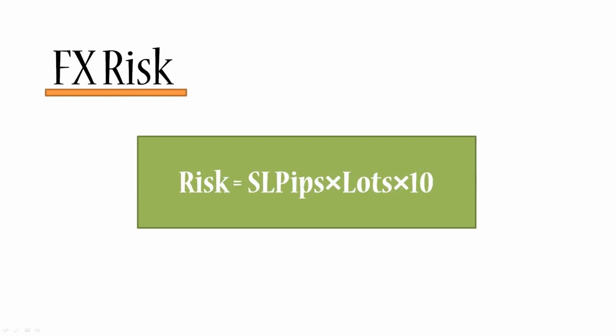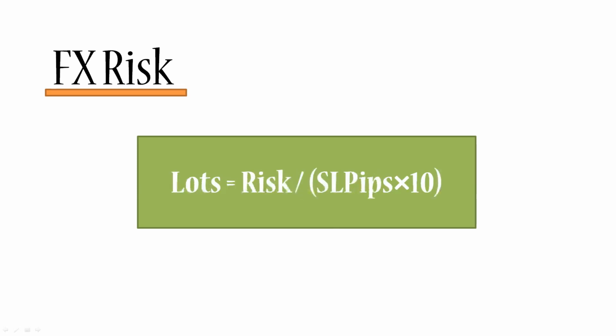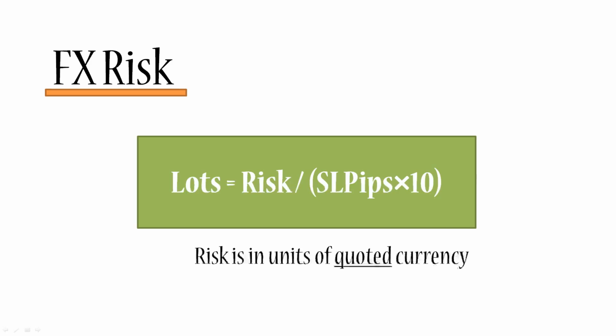And now let's take it a step forward. Let's, from this formula, derive what our lots would equal if we know risk and stop loss in pips. In that case, lots is equal to risk divided by the stop loss in pips times 10. And all of this is measured in, well, risk in this case is measured in units of quoted currency.